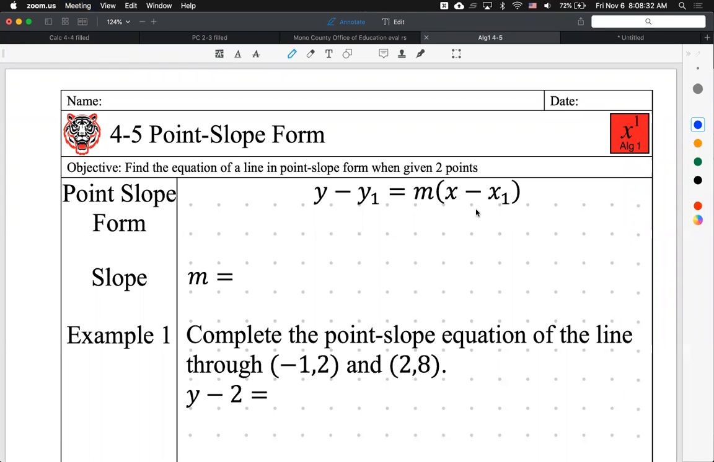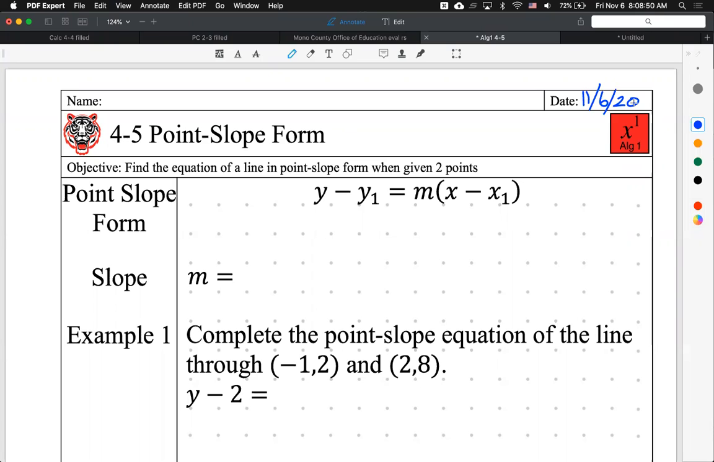We are in Algebra 1, Lesson 4-5, point slope form. Today's date is Friday, November 6th, 2020. Our objective today is to find the equation of a line in point slope form when given 2 points.